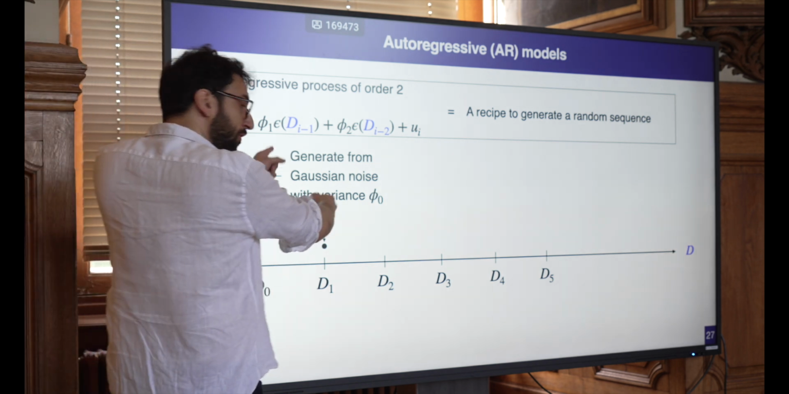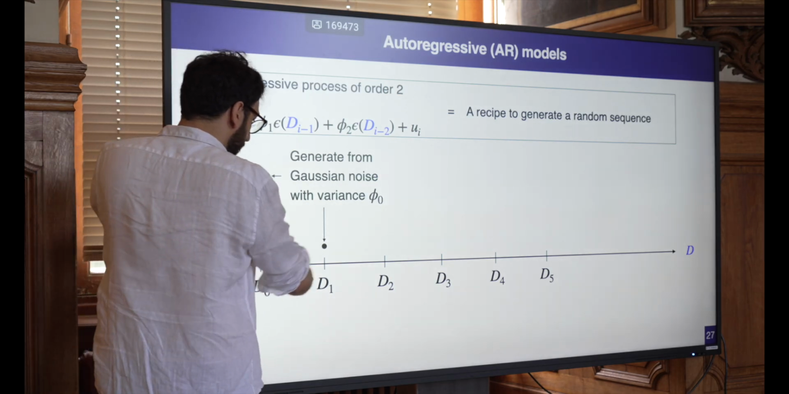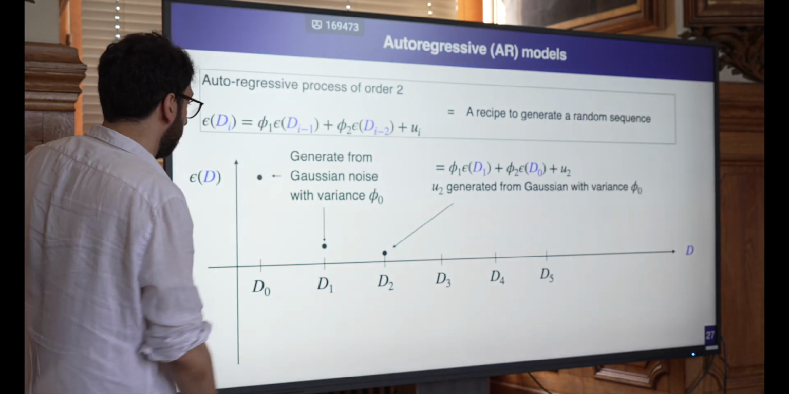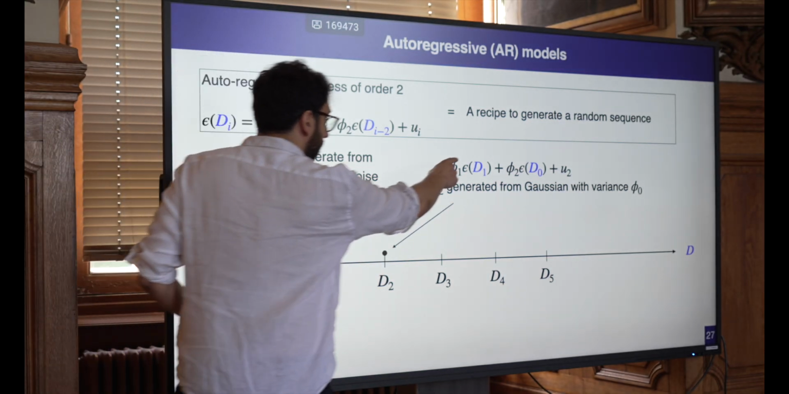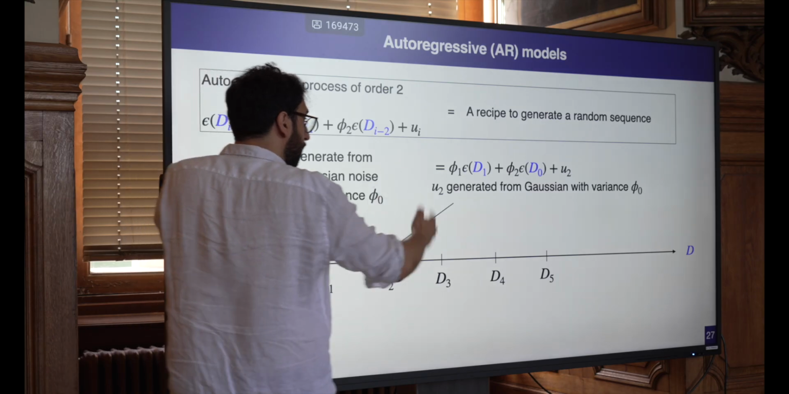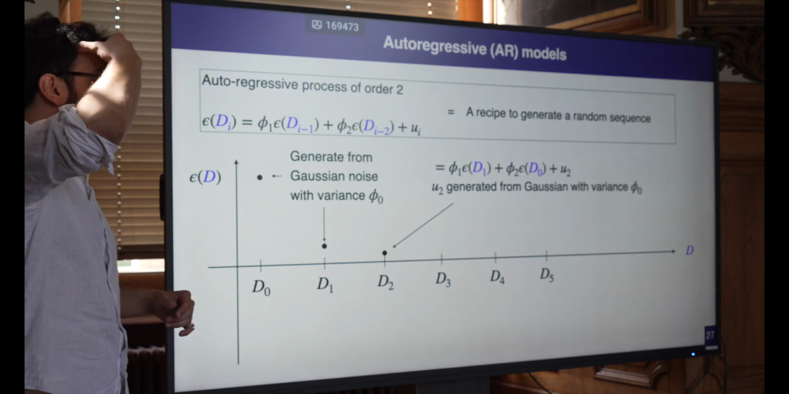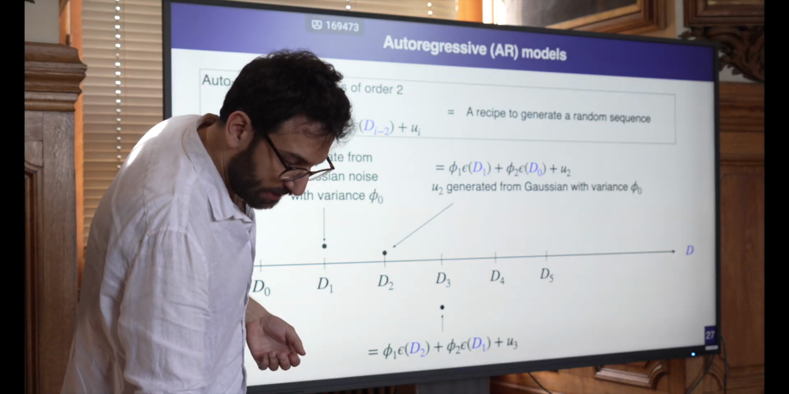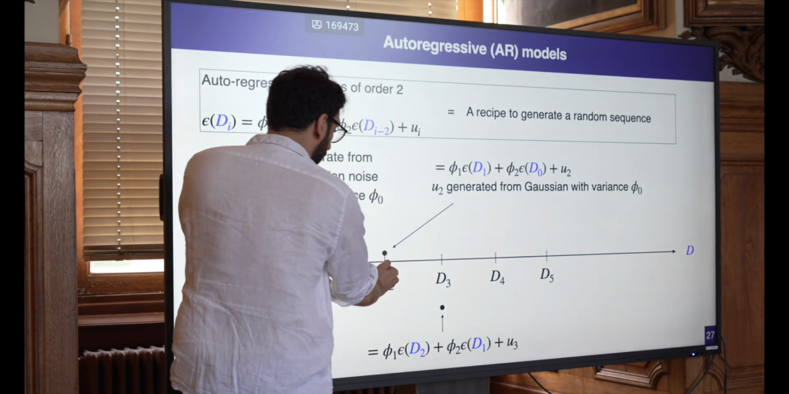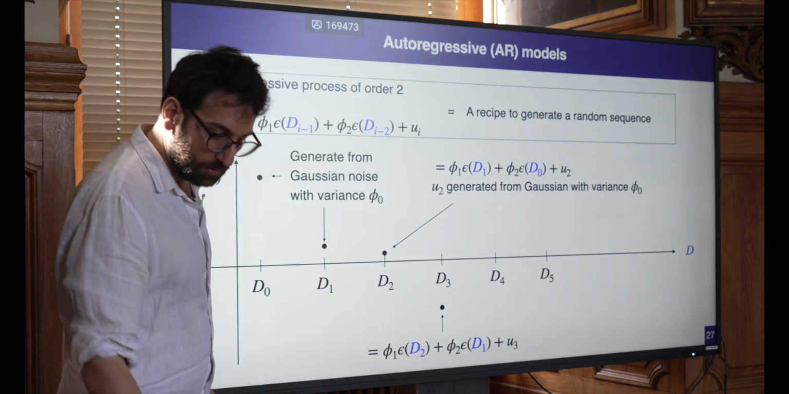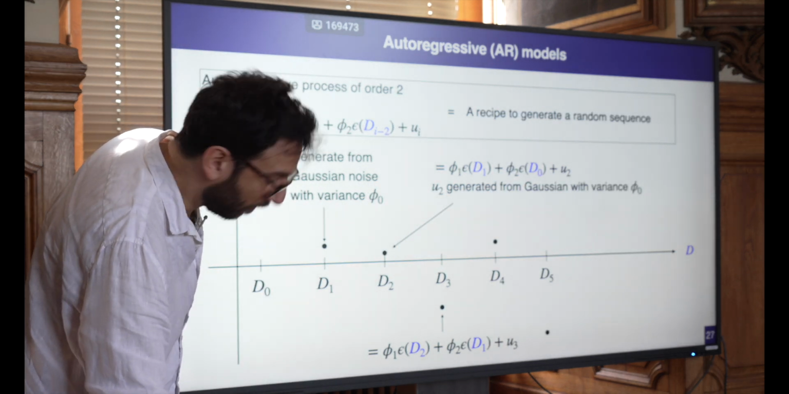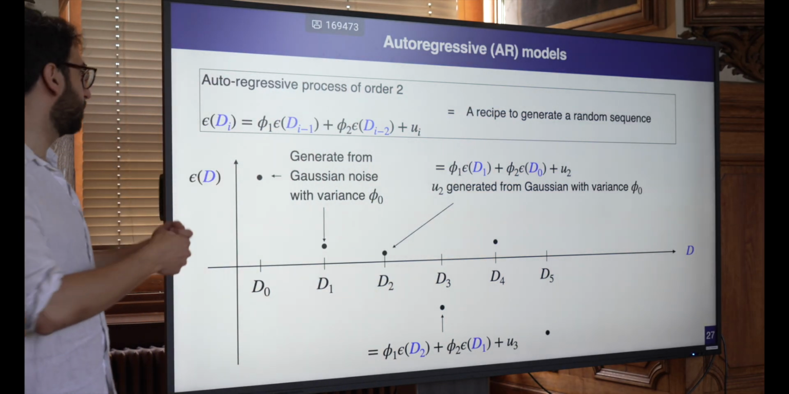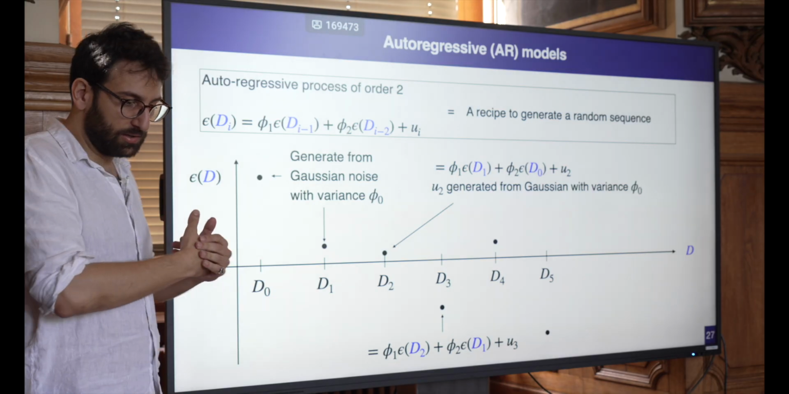So you generate the two first values of the noise at your first depth with a random Gaussian noise. Then this is a linear combination of those two values plus some additional noise that you generated on top of it. Then this is a linear combination of those two plus another value of the noise, and so on. This is a blueprint of how to generate an autoregressive process of order 2.